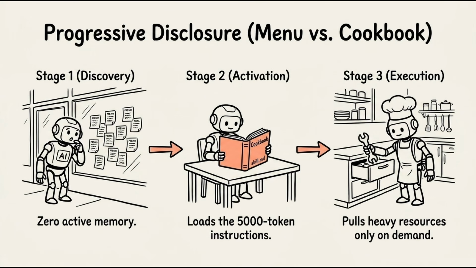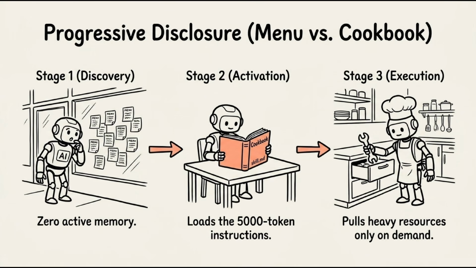Which leads us nicely to stage 3, the execution stage. The AI is now in the kitchen. It is actively cooking the meal based on the cookbook. As it goes through the steps, it might reach a line that says, run the compliance checker. Right. Only at that exact specific moment does it reach into the scripts folder and execute the Python file. Or, if step 4 says, format according to European law, it reaches into the references folder and reads the legal.md document. It pulls heavy resources only on demand.